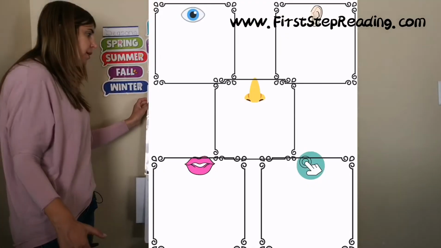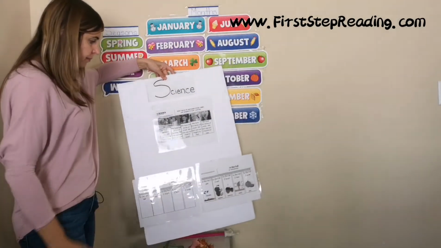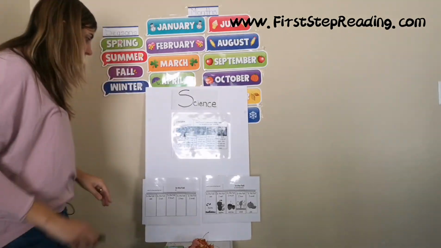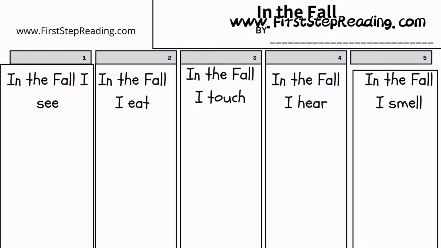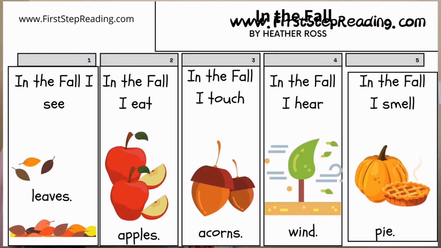Make your own brainstorm about fall. After you make your brainstorm, you can fill in this story. So here's my story. In the fall, I see leaves. In the fall, I eat apples. In the fall, I touch acorns. In the fall, I hear wind. In the fall, I smell pie. So you can draw your pictures and you can read your story.